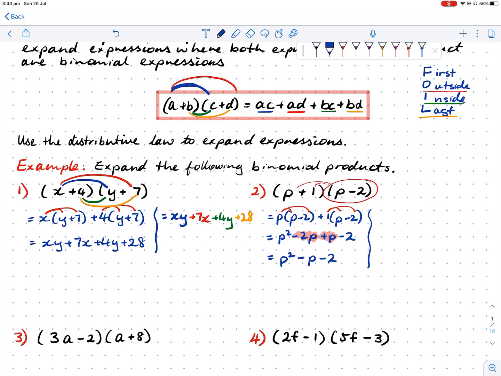If we want to use FOIL, so I'm just going to get rid of that. FOIL, we're going to do the first numbers, multiply those together, p squared. The outside, we're going to multiply these ones. Now p times negative 2 is minus 2p. Then we're going to take the inside and multiply those. 1 times p is positive p. And then your last terms, 1 times negative 2 is minus 2. So again, from there we need to simplify: p squared minus p minus 2. So you get the same answer using both methods.